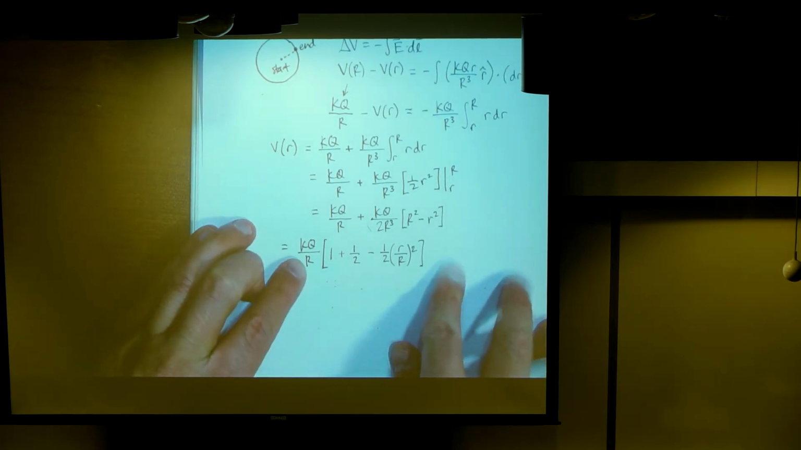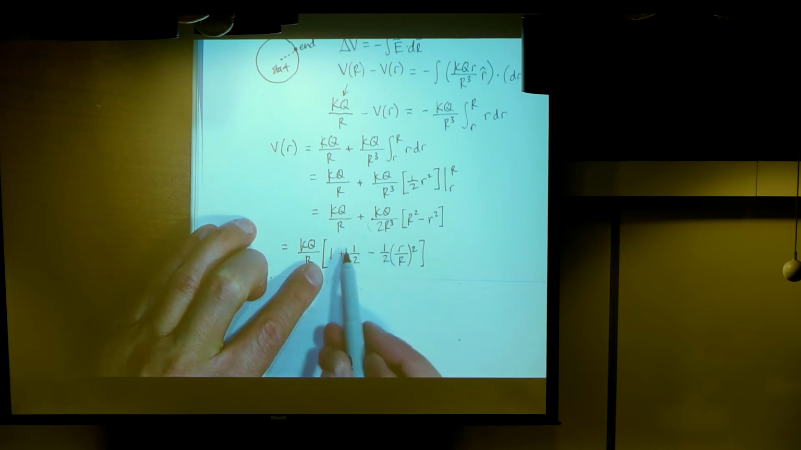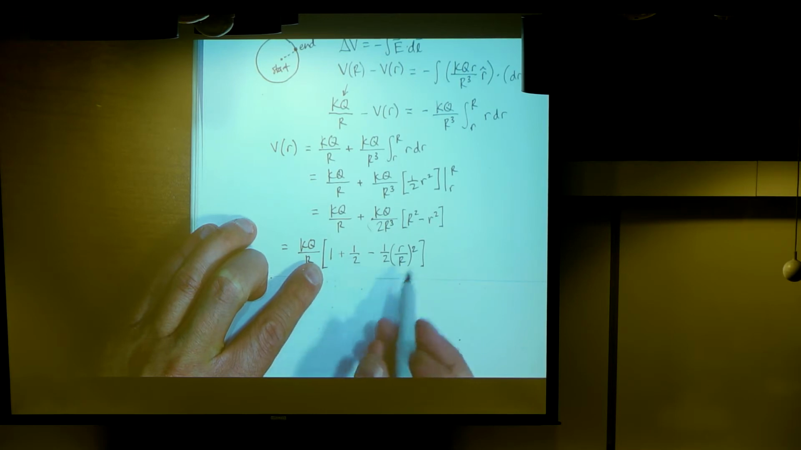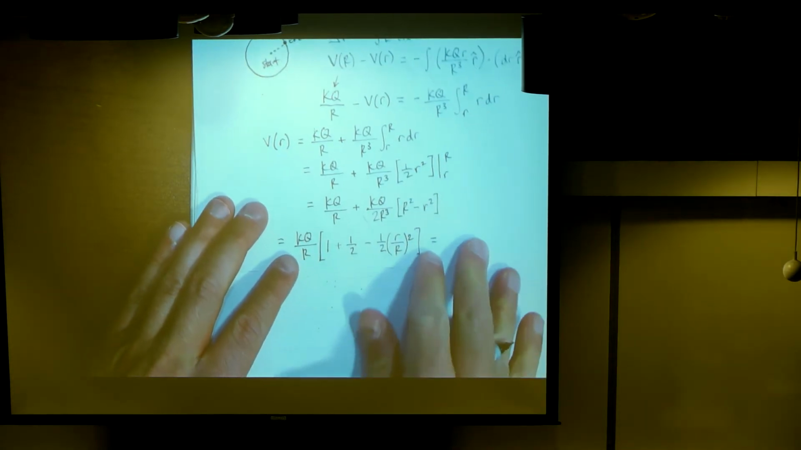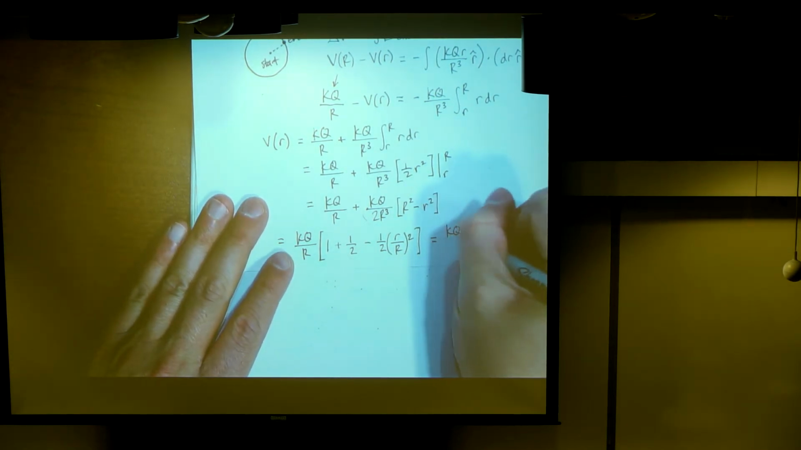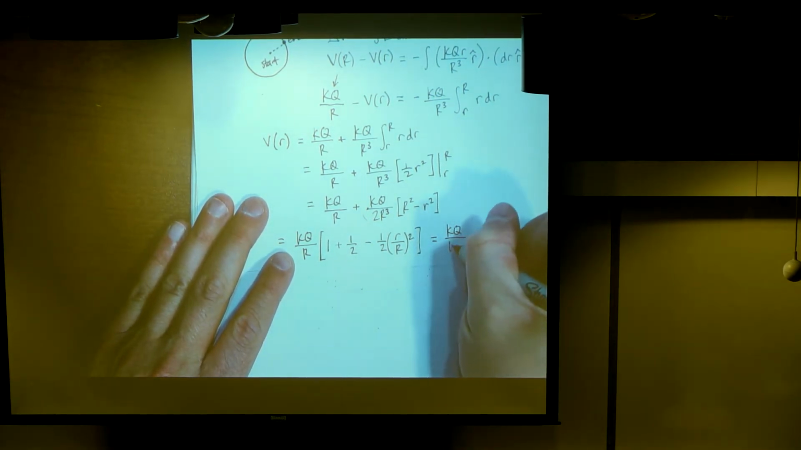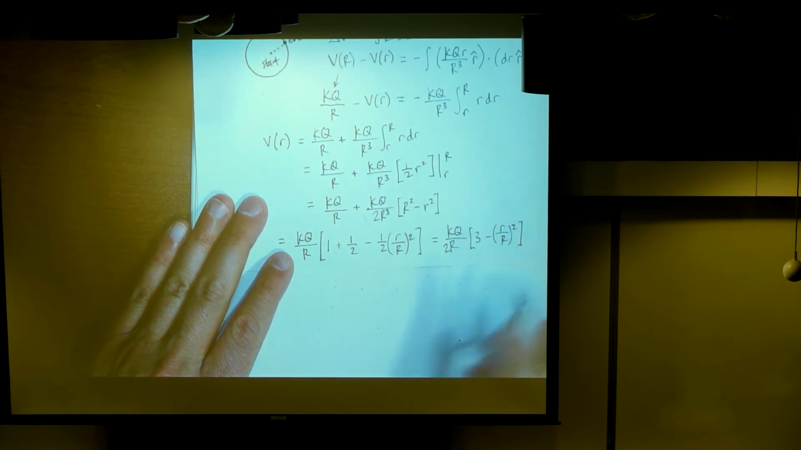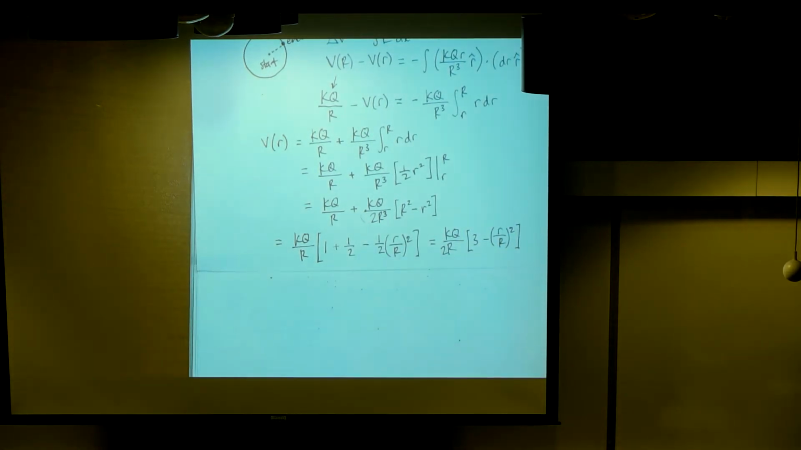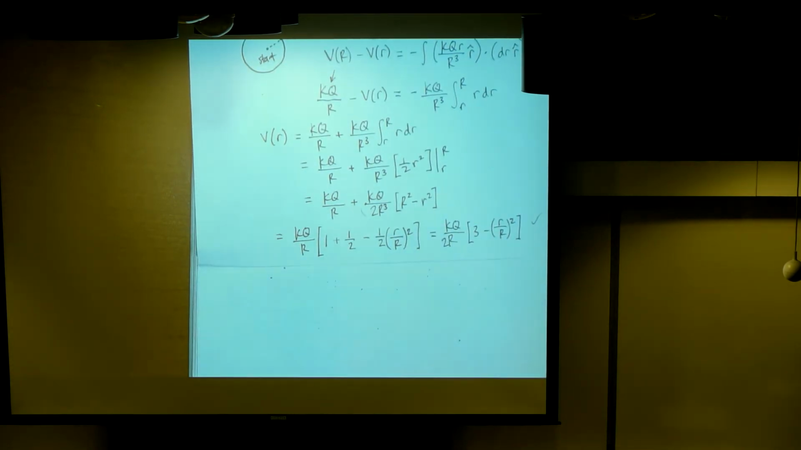Okay. So overall, I have a 3 halves factor right here. Just combine the 1 plus a half, 3 halves. And then I have a 1 half factor over here. So I could write this, if I wanted to, as KQ divided by 2 times big R, 3 minus little r over big R squared. Okay? And, you know, I could keep trying to simplify this expression, but I think that's pretty good. Okay?